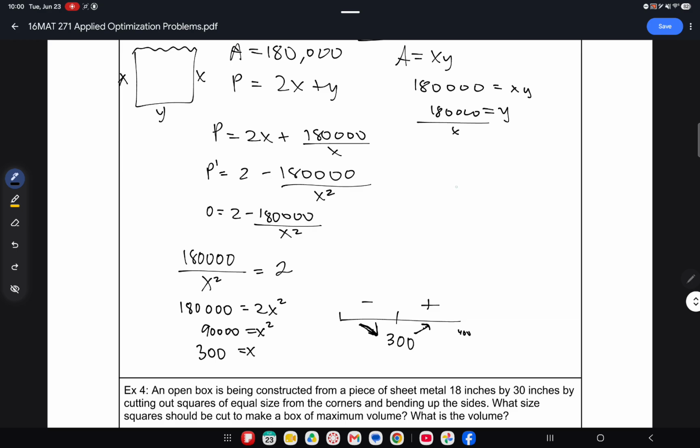So one dimension is 300. So x is 300. And y is 180,000 divided by x. And 180,000 divided by 300 is 600. All right, so there we have our dimensions.